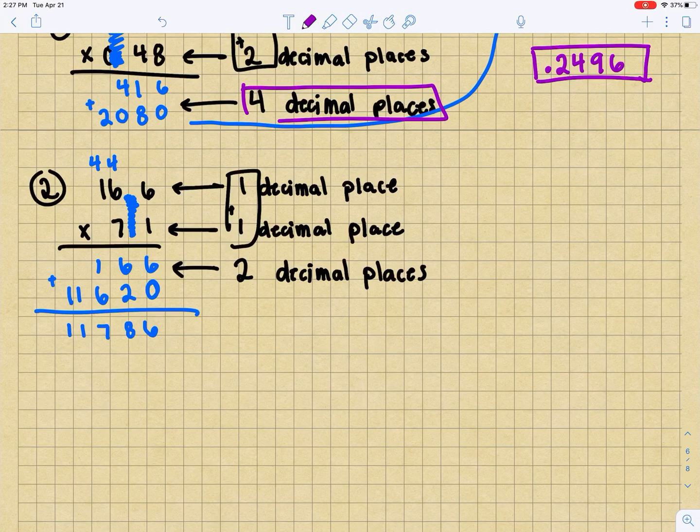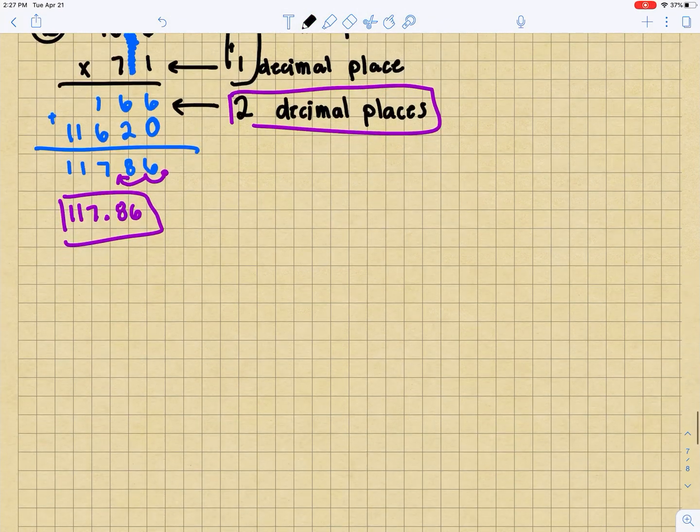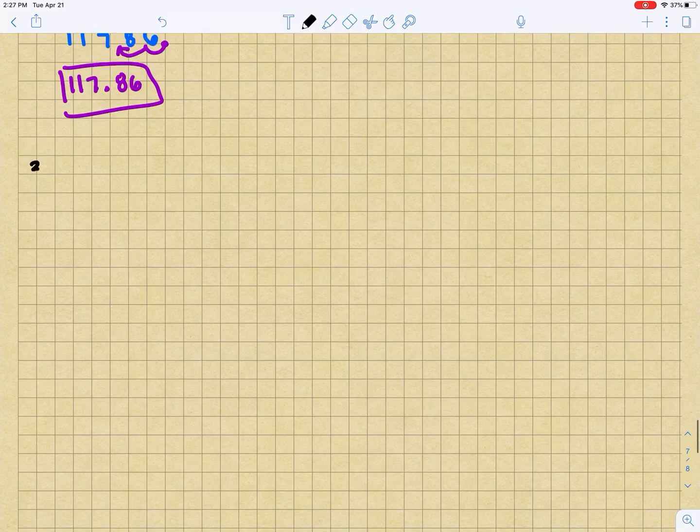Remember, place the decimal point on the very right of the number. Now, we need to move the decimal point 2 decimal places over. So I'm going to move it to the left 1 and 2. So my final answer should be 117 and 86 hundredths. And there you go. All right, let's walk through it one more time. Does that sound good?